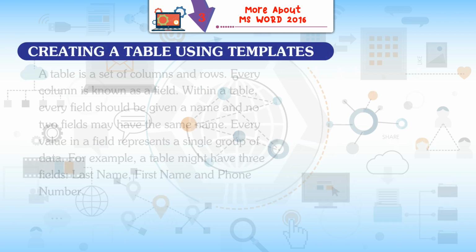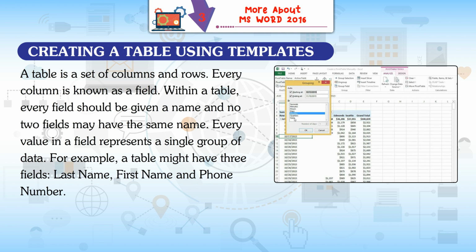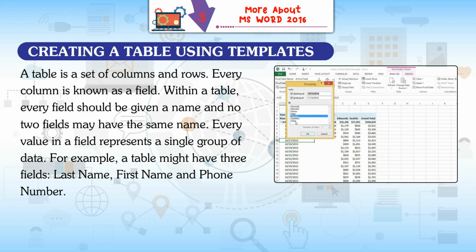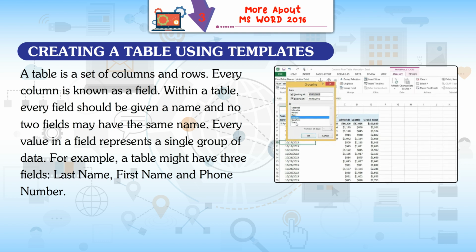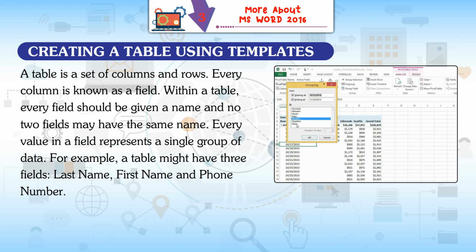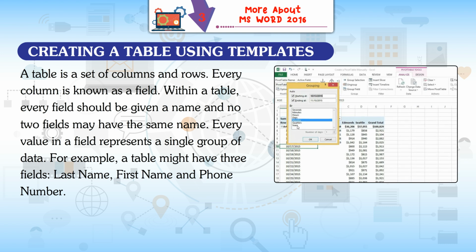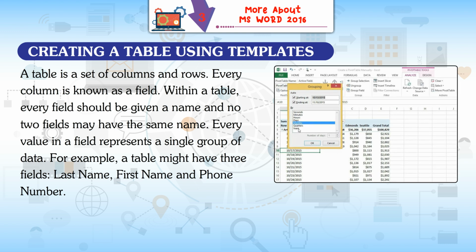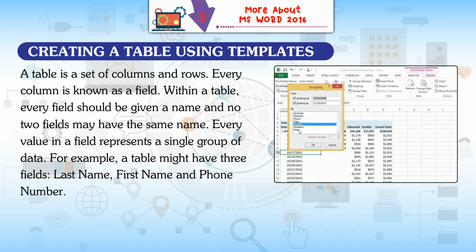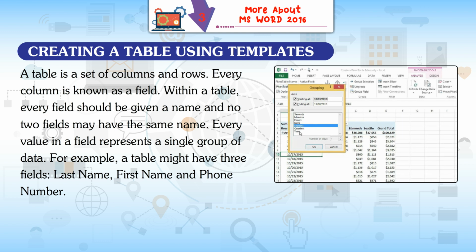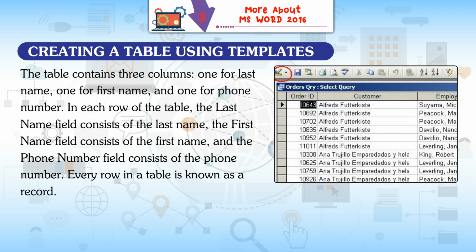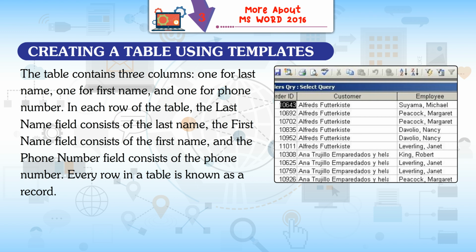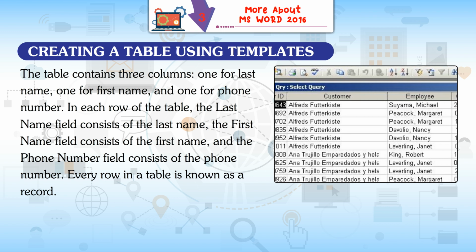Understanding tables. A table is a set of columns and rows. Every column is known as a field. Within a table, every field should be given a name and no two fields may have the same name. Every value in a field represents a single group of data. For example, a table might have 3 fields: last name, first name, and phone number. The table contains 3 columns, one for the last name, one for first name, and one for phone number.